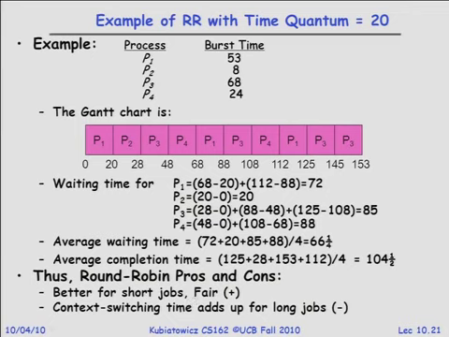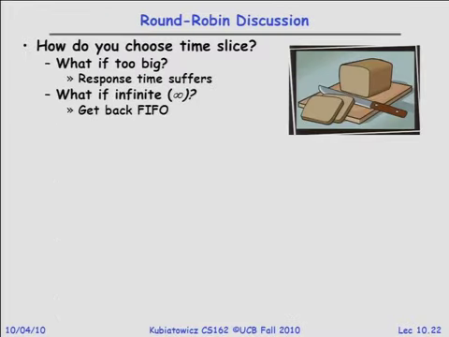So how do you choose the time slice? If it's too big, your response time suffers, right? If it's infinite, you go back to FIFO. What if the time slice is too small? Then your throughput suffers. That's because of overhead.